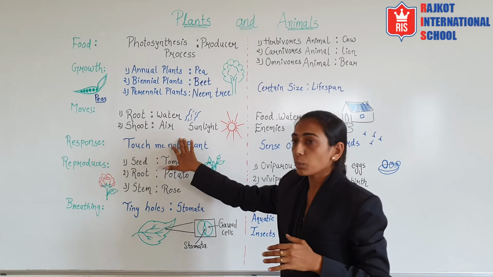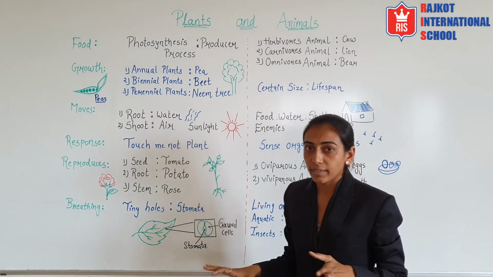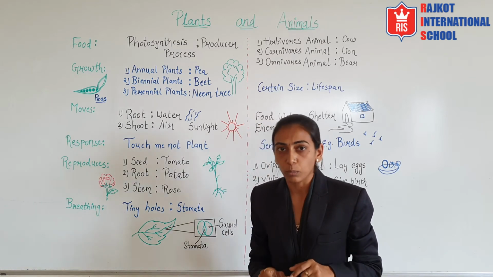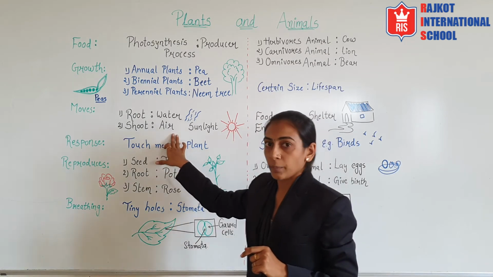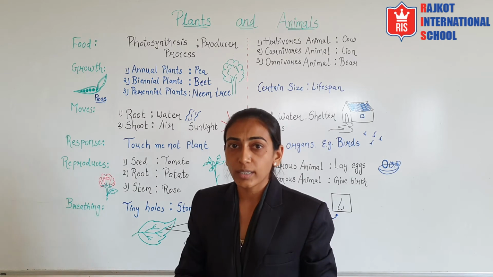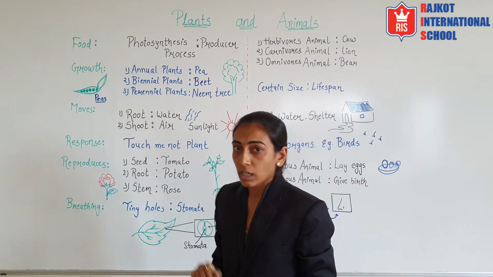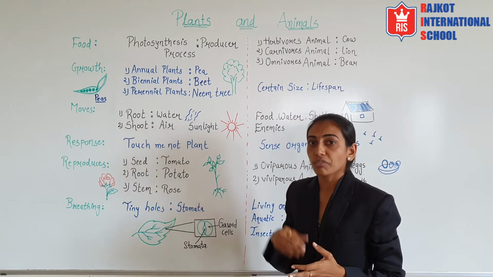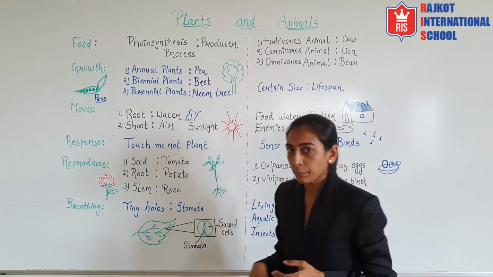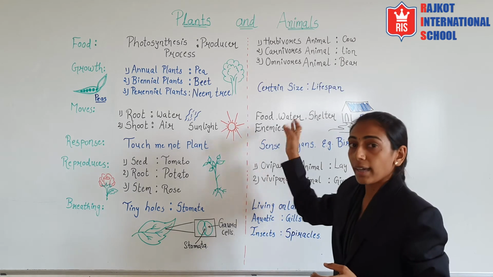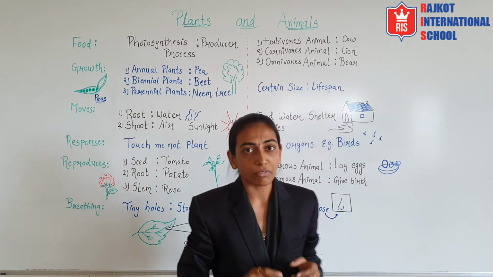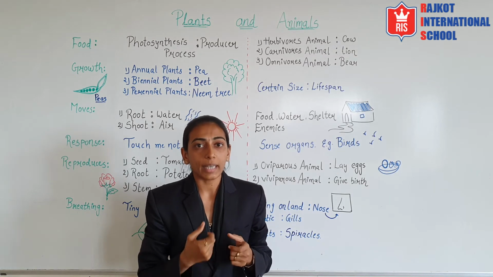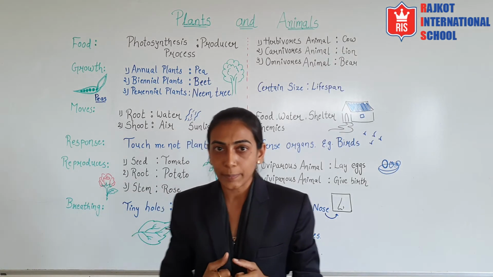Next difference is movement. We all know that plants don't move, but parts of a plant can move. First is the root. Root can move under the soil in search of water, whereas the shoot moves above the soil in search of air and sunlight. On the side of animals, they can move in search of food, water and shelter. They also move to protect themselves from their enemies.